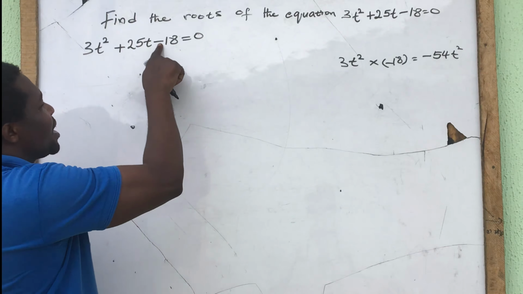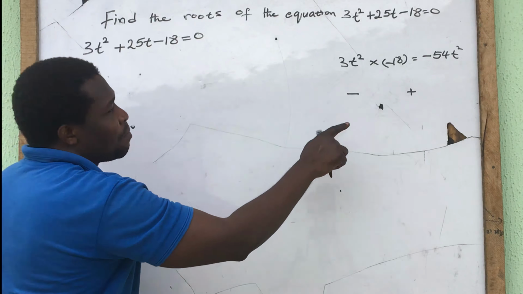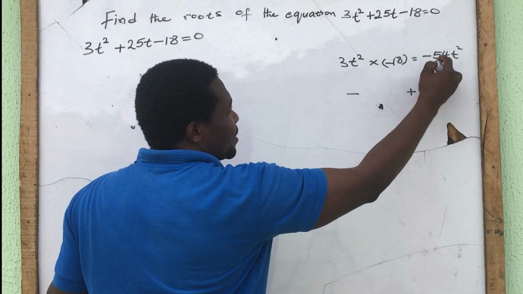The value here is negative, meaning that we are going to have a minus and a plus factor. And what is here is 25, meaning that the bigger value we carry plus. So I'm going to break this one down now. You discover that to get this one, I'm going to have 27 times 2.